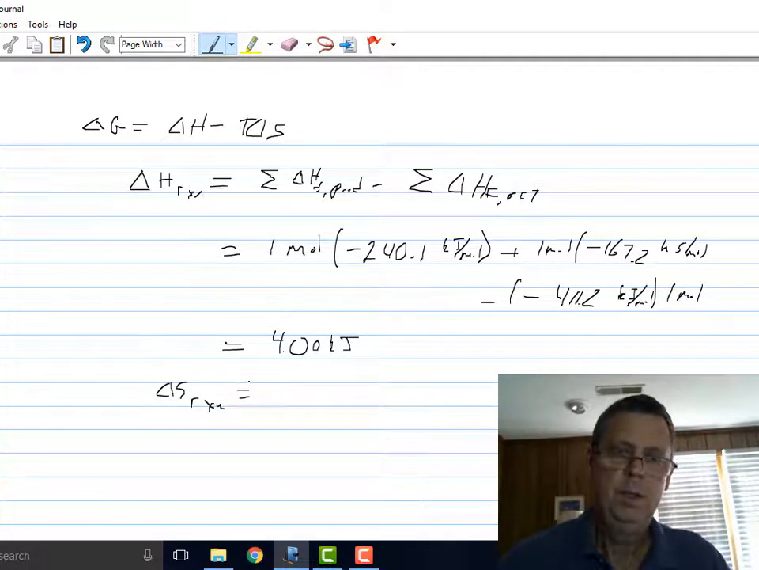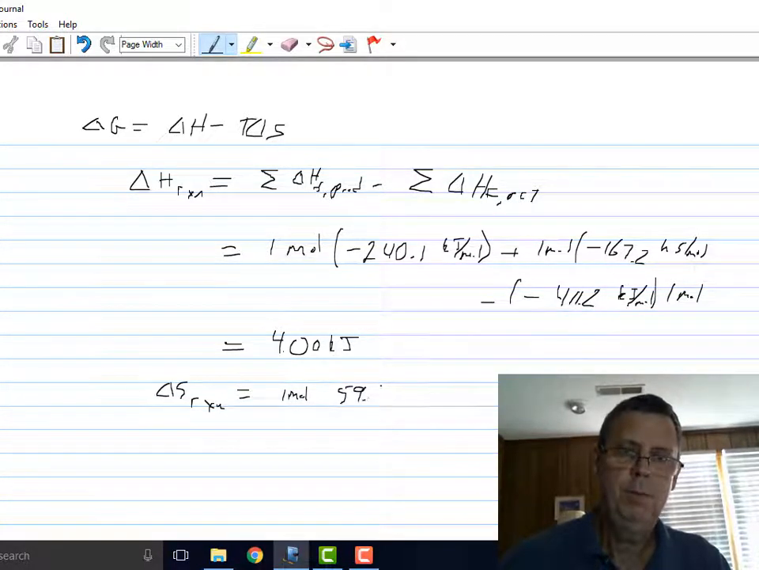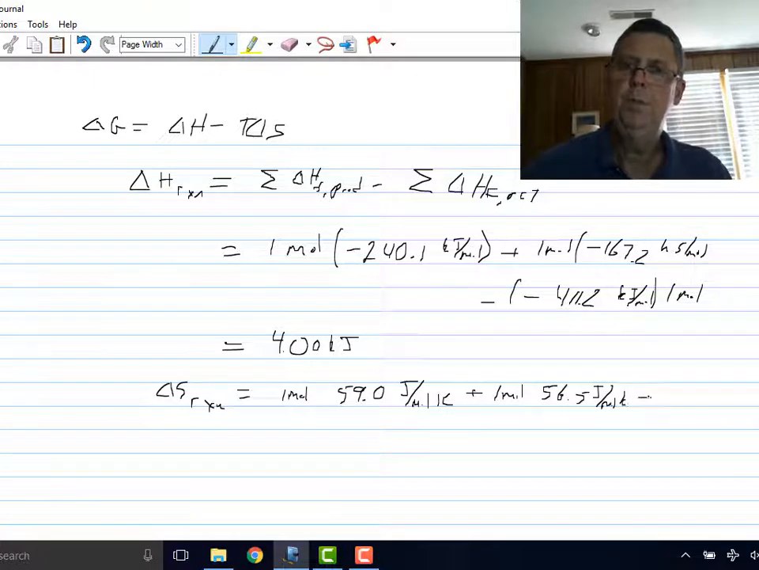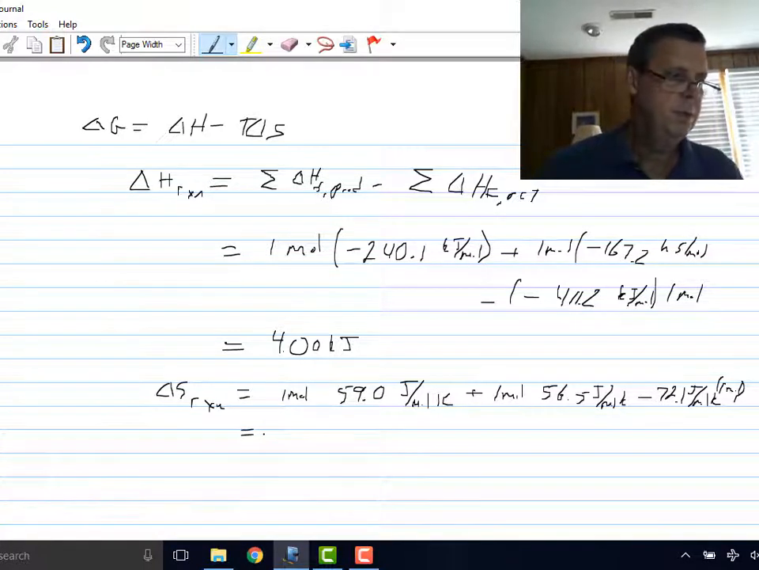One mole times 59.0 joules per mole Kelvin, plus 1 mole times 56.5 joules per mole Kelvin, minus 72.1 joules per mole Kelvin times 1 mole. Sorry, I forgot about that. This gives us a grand total for the entropy for this process.